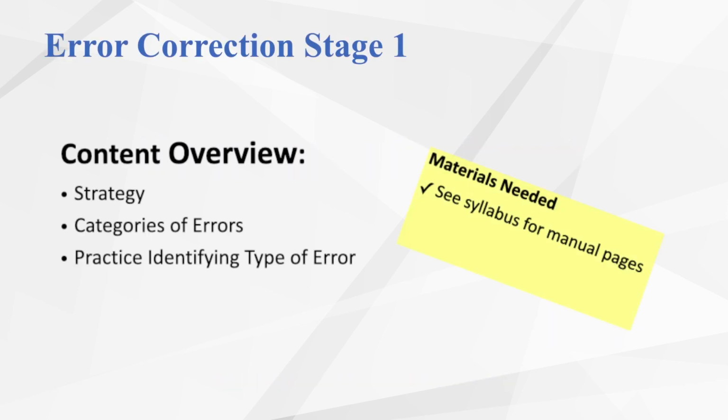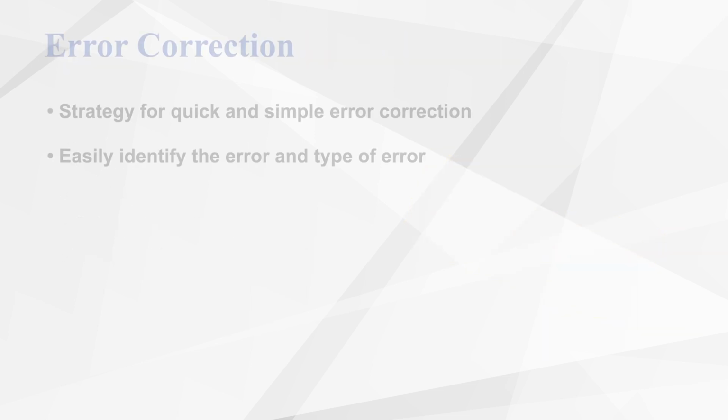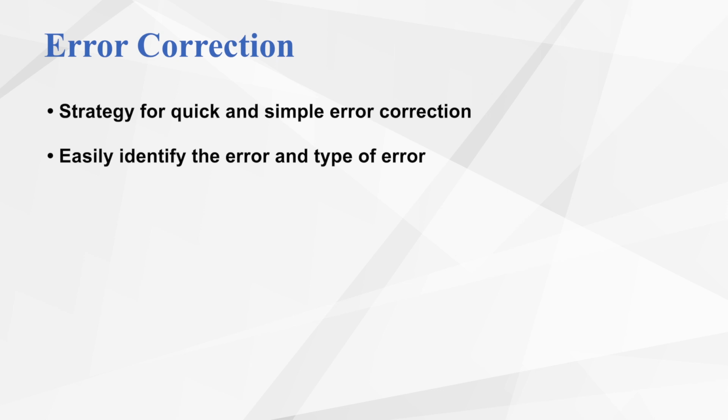In this video, we are going to discuss the essential components of error correction, some correction strategies, and demonstrate how to correct errors for reading and spelling. An essential component of OG lessons is quick and simple error correction. Error correction requires two skills. First, you need to have a strategy for this quick and simple error correction. And secondly, you need to easily identify the error.